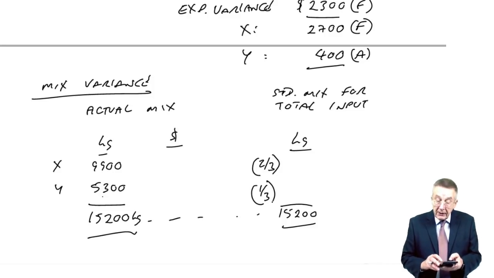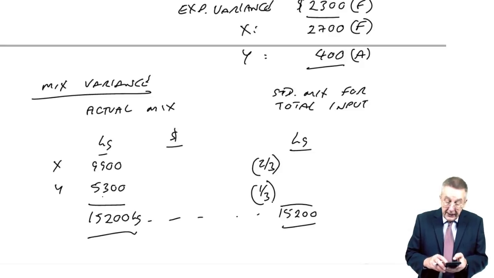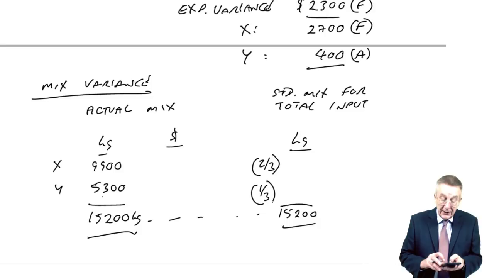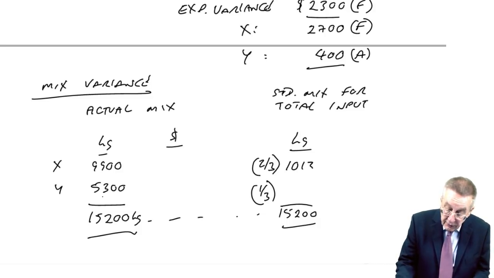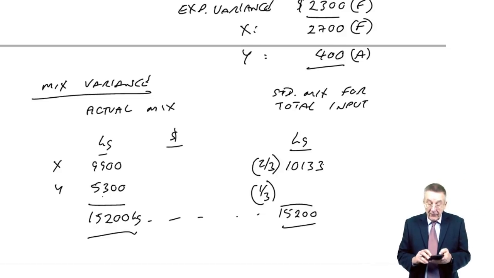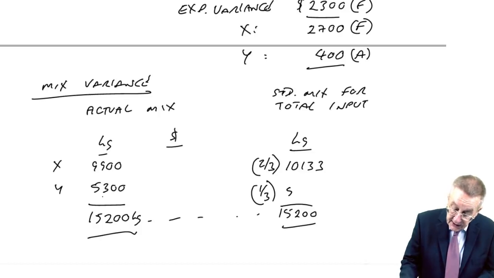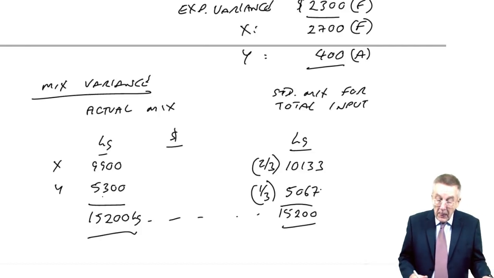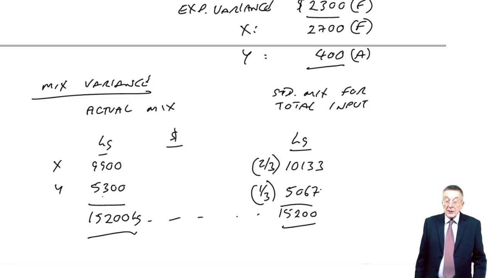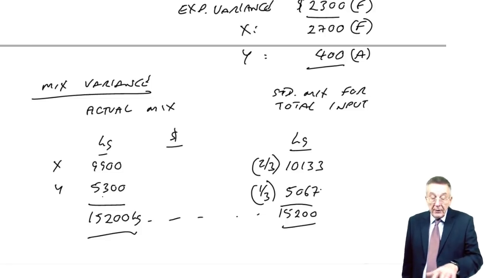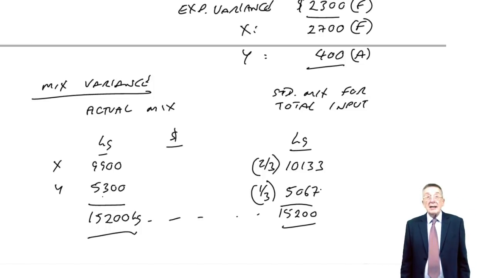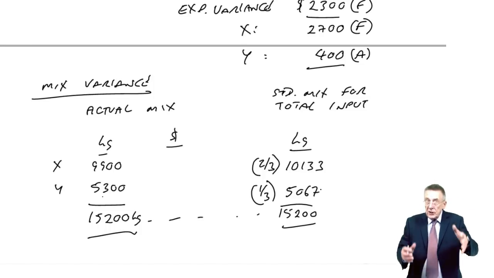And so what should we have bought? X, 2/3 of 15,200. I could have chosen nicer figures, but anyway, 10,133. And Y, 1/3 of it, 5,067. And you can see immediately what's happened. It should have been 10,000, 5,000. What's happened is we bought less X, but we bought more Y. Just like I was saying with the juices.